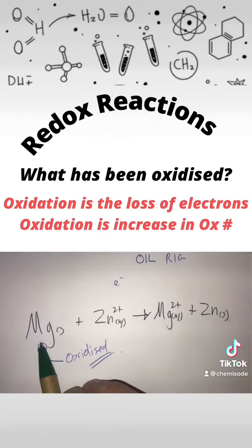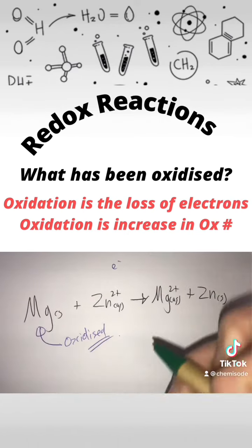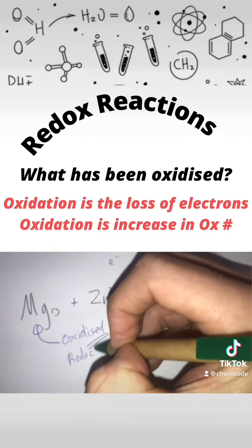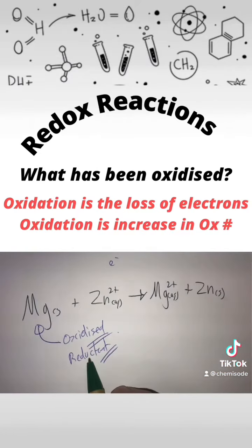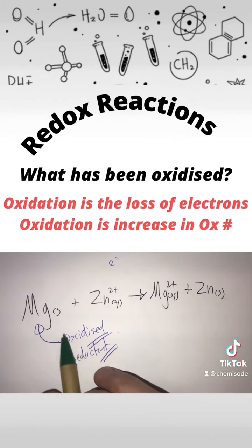Okay, so magnesium is being oxidized and the zinc 2 positive is being reduced. That makes magnesium here the reductant. The reductant is what causes the reduction to happen. So magnesium is being oxidized and it is known as the reductant.